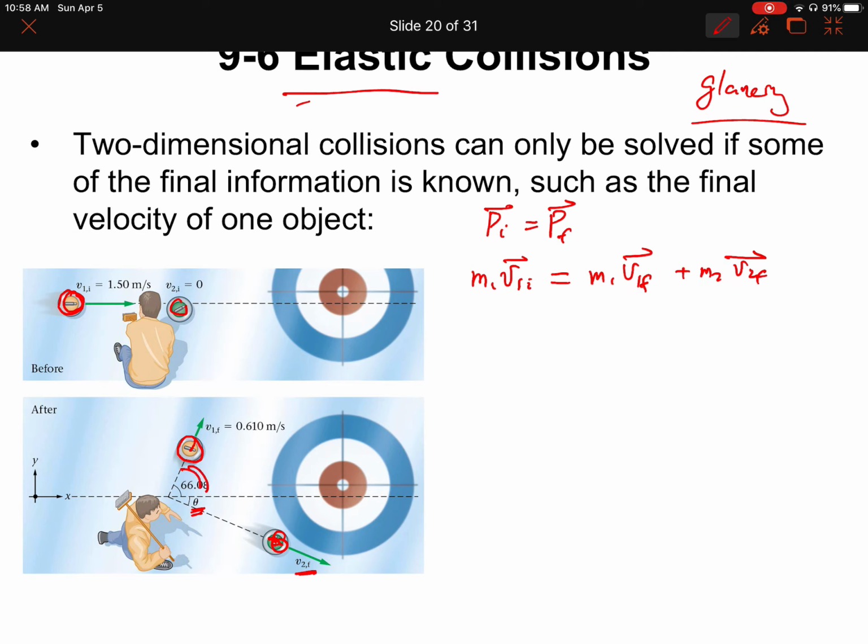Well, we know some angles. For this V1F, we know the angle of V1F. We don't know V2F, and we don't know its angle. So this equation, we can separate into two equations, the X component and the Y component. So the X axis and the Y axis, and then we just figure out the components. M1 V1I, you only have an X component. So let's just plug in the data.